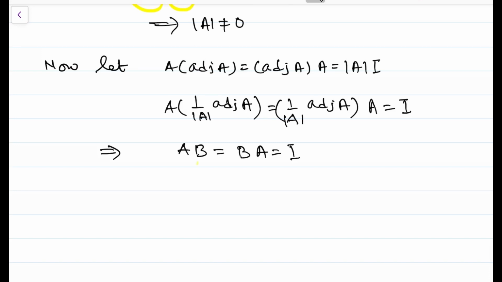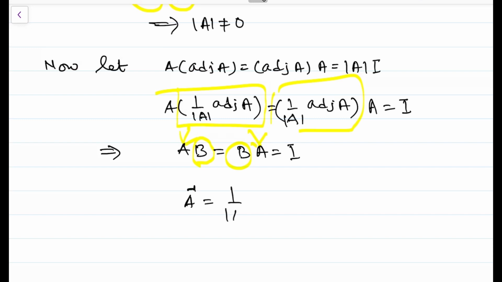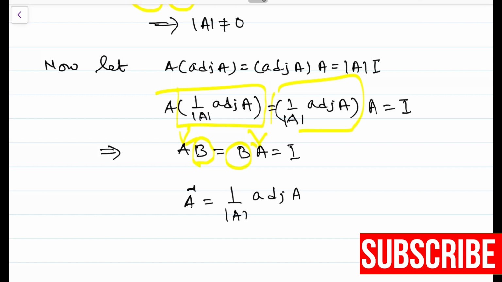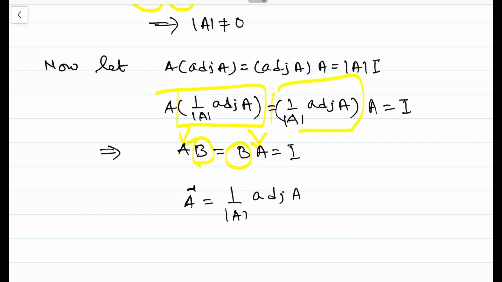So A inverse will be defined as this. A inverse is equal to 1 by determinant A into adjoint A. That's all for now. In our next video, we will solve problems based on adjoint and inverses of 2 by 2 and 3 by 3 matrices. Thank you.